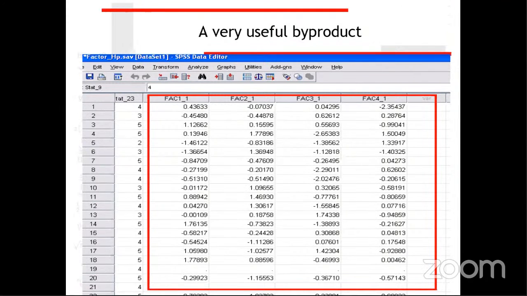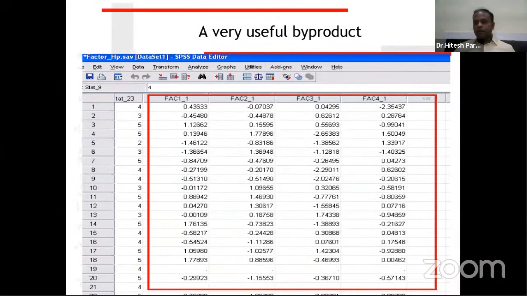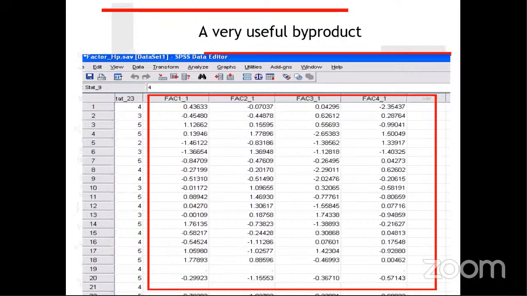Hello, sir. Sir, what does this factor score mean? I mean, the first variable factor score is 0.43633, I can see from the figure. What does this mean? You are not clearly audible. For which slide are you talking? Sir, what does this factor score mean actually?